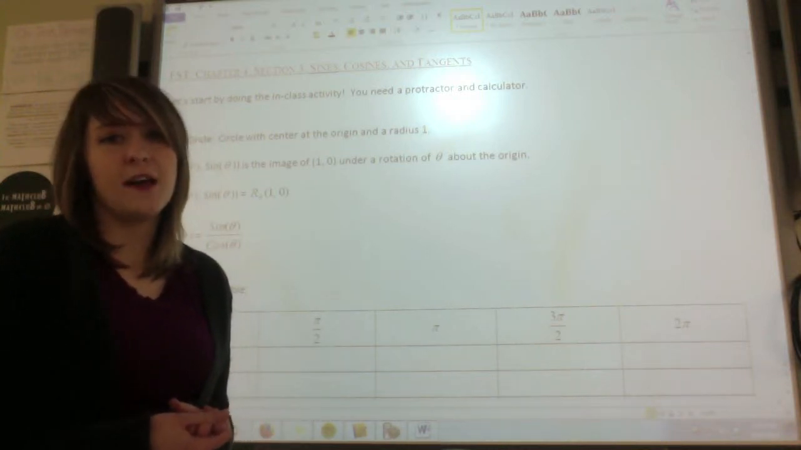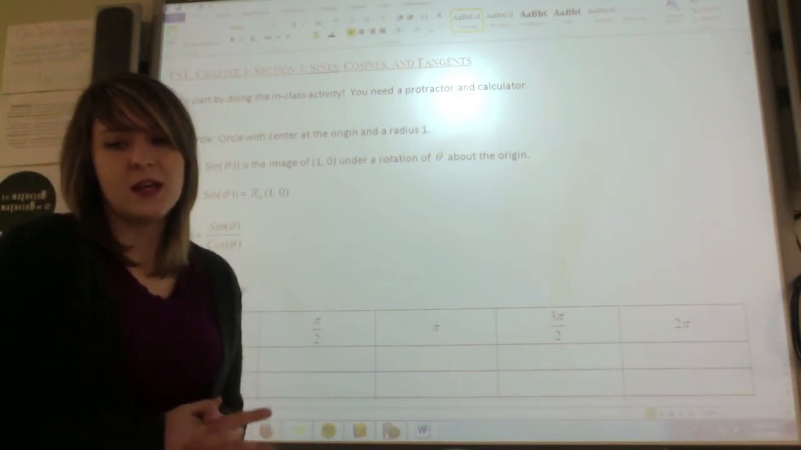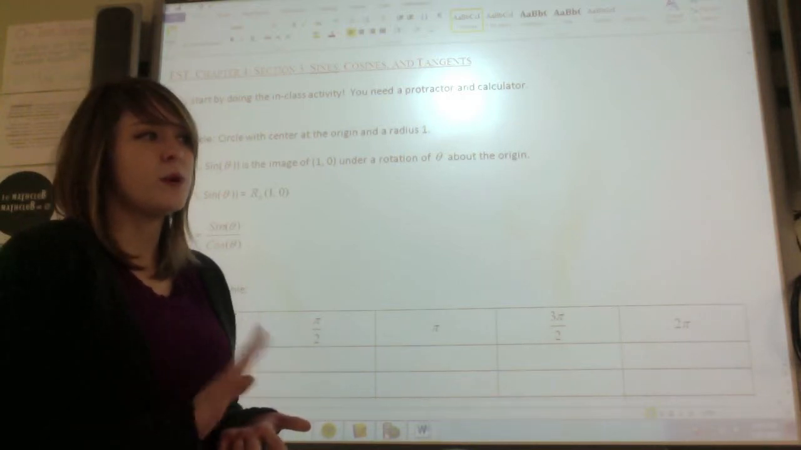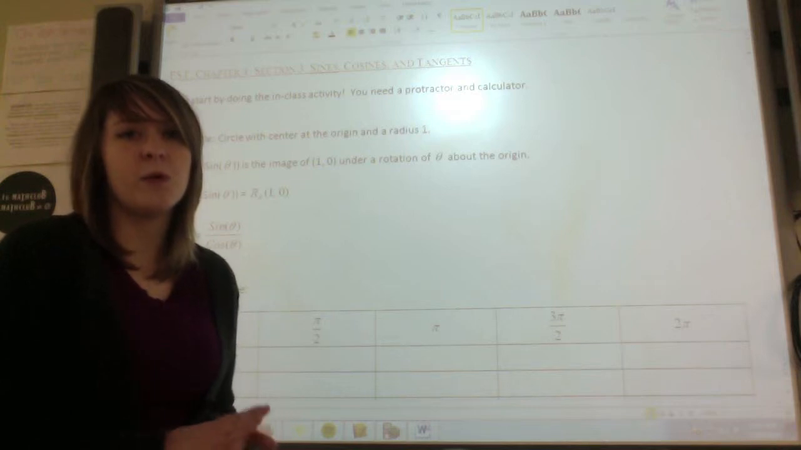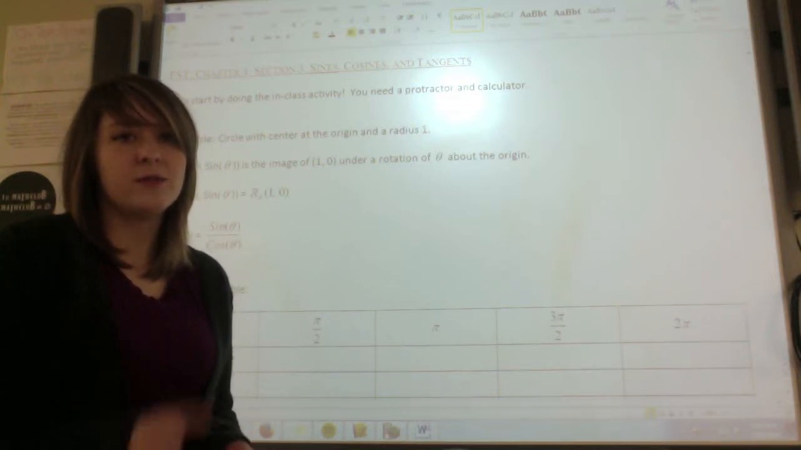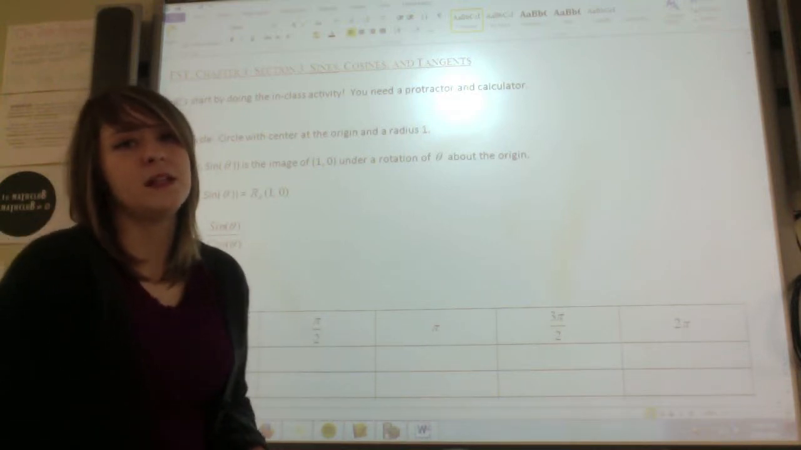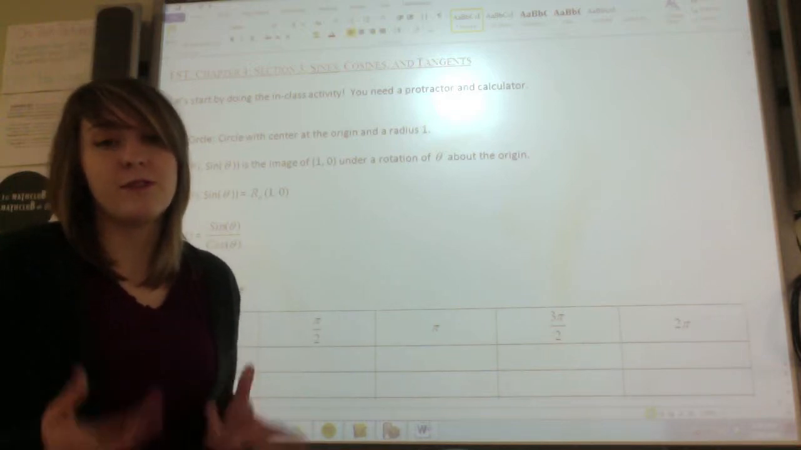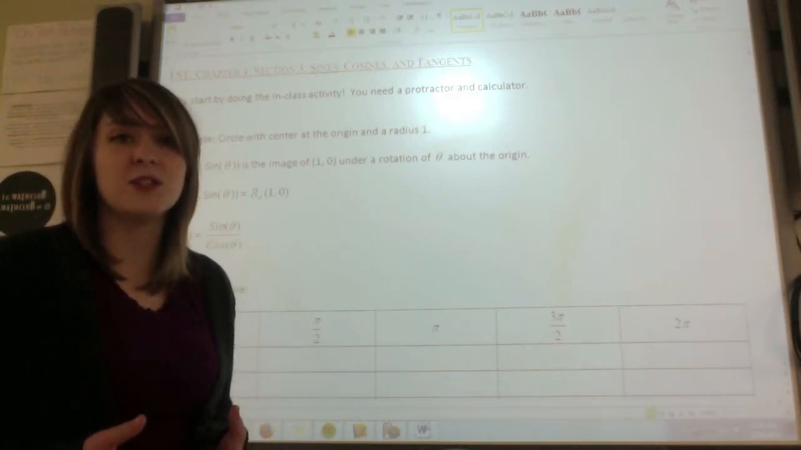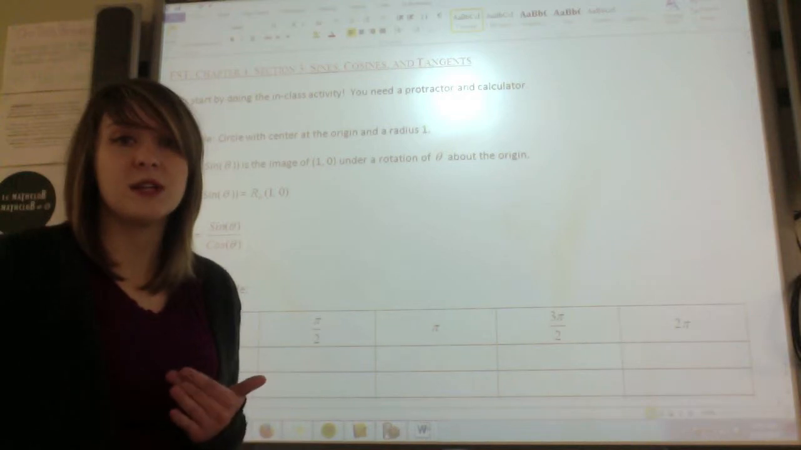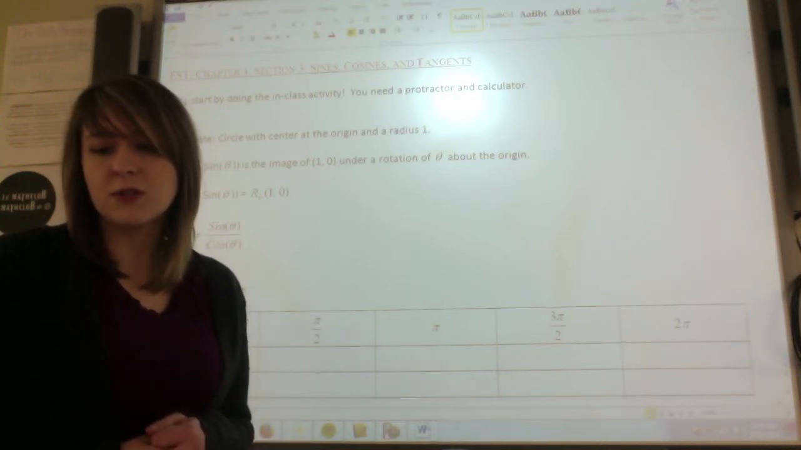But what you should have gathered from the in-class activity is that we can rotate the image of the point (1, 0) around the circle, and we can use that rotation image to find sines, cosines, and tangents.